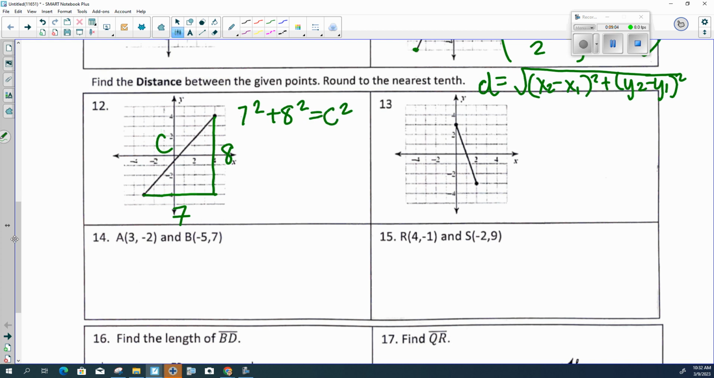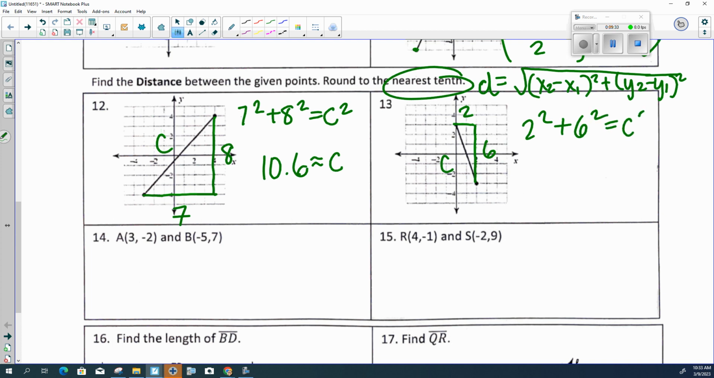A lot of kids like to just plug this into their calculator. That's my distance, round to the nearest tenth. Let's try the next one. 1, 2, 3, 4, 5, 6. 1, 2. A squared plus b squared equals c squared.